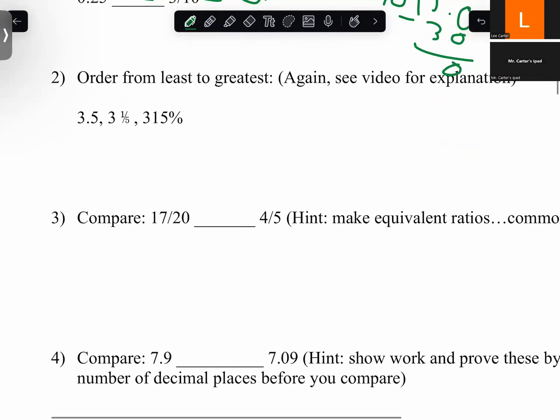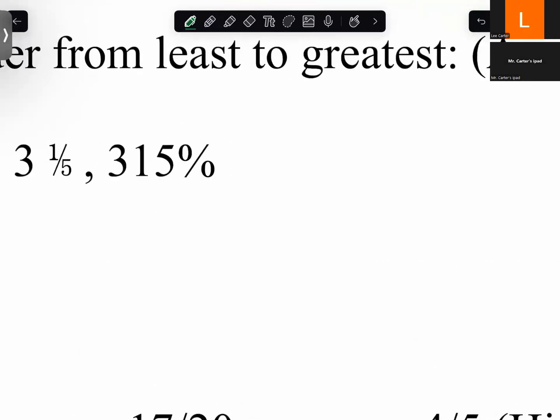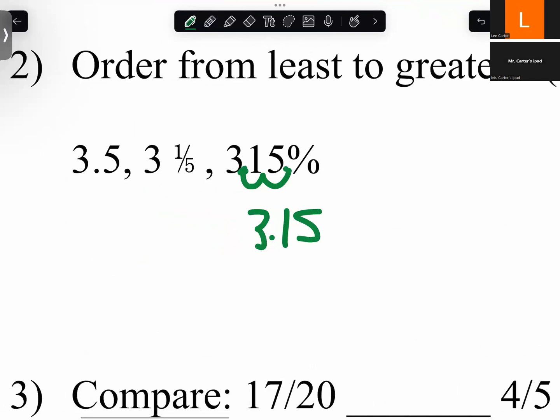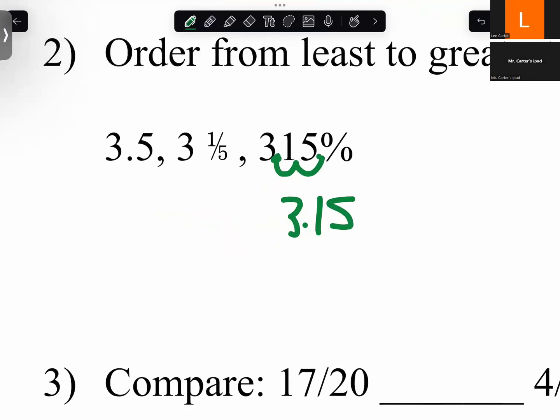Okay, number 2. 3.5, 3 1/5, 315%. So let's go to decimal. To go from percent to decimal, you put the decimal at the end if you don't see one. Then regardless of where the decimal is, you move it left 2 places because you're dividing by 100. So it's 3.15. Now here, let's just make this one 3.50. Just add a decimal there.